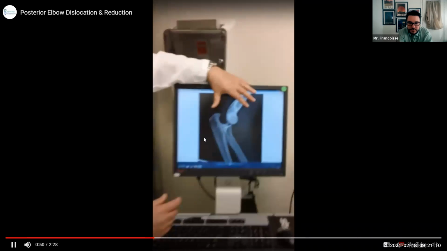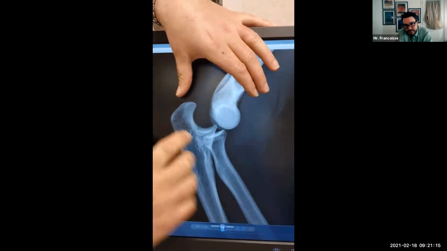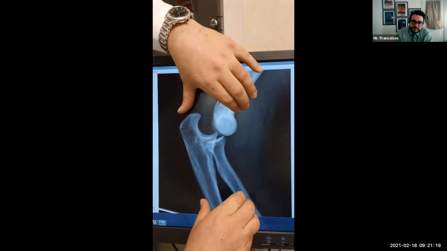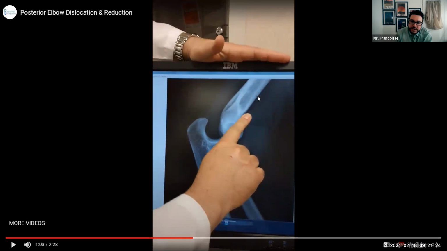Again, demonstrating on the x-ray. This is the posterior elbow dislocation. The olecranon is posterior, and we're pulling down on the forearm, and it's simultaneously pushing down on the thumb while the gurney is acting as countertraction. You can imagine this is where the bed is.